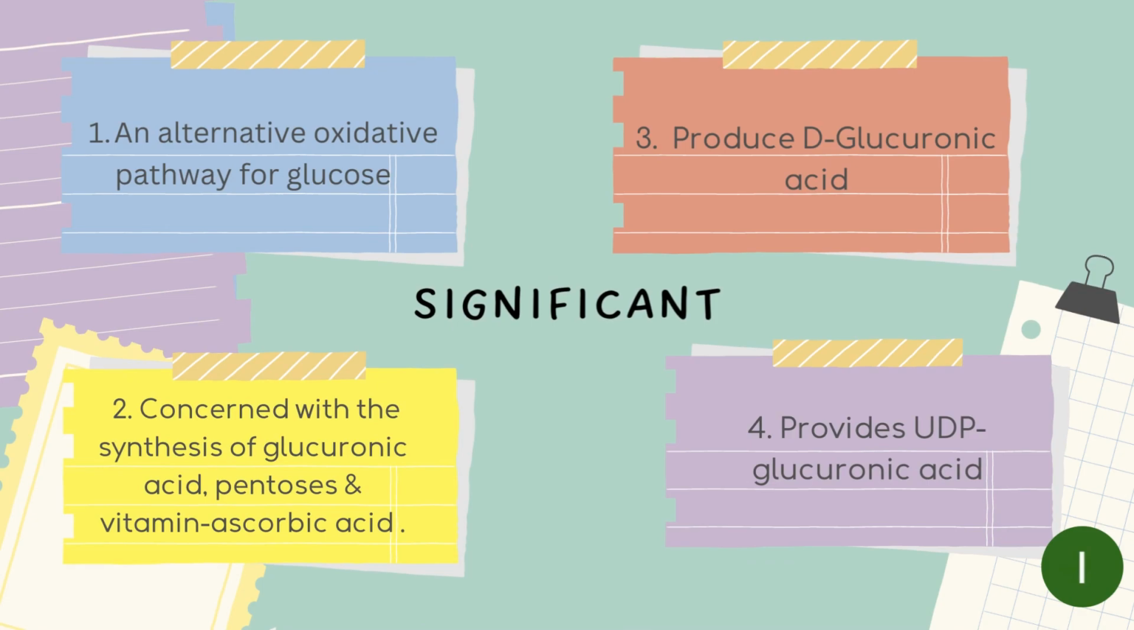Moving to the next slide is the significance or importance of the uronic acid pathway. As we all know, it is an alternative oxidative pathway for glucose. It is concerned with the synthesis of glucuronic acid, pentoses, and vitamin ascorbic acid. This pathway also produces glucuronic acid, which is required for detoxification of foreign chemicals and synthesis of mucopolysaccharides. It also provides UDP glucuronic acid, which is the active form of glucuronic acid.